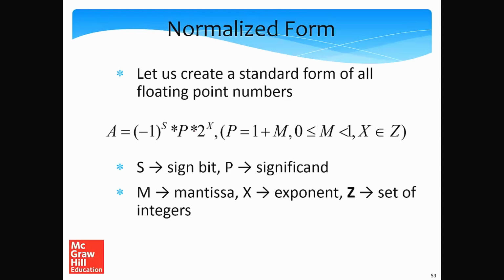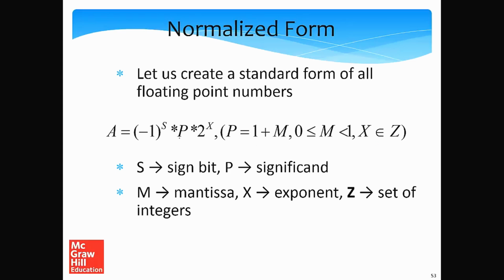So we can represent the significand as 1 plus m, where 0 is less than or equal to m and m is less than 1, multiplied by 2 to the power x, where x is an integer, right? So x is an element of Z, which is the set of integers.